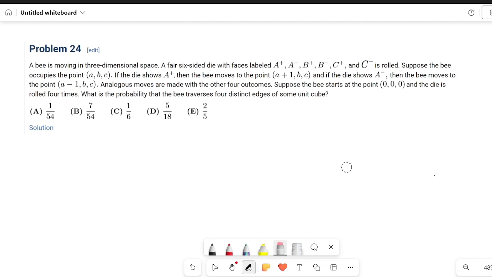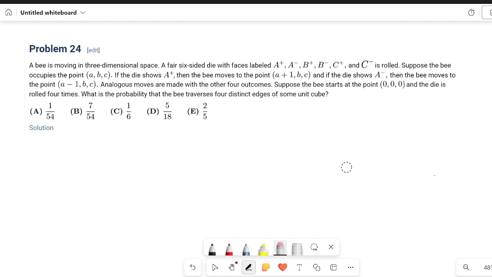So a bee is moving in a three-dimensional space. So clearly we see 3D coordinates, so we need to keep that in mind. A fair six-sided die with labels A+, A-, B+, B-, C+, and C- is rolled. So we have a die with six faces. Suppose the bee occupies the point A, B, C, and if the die shows A+, then the bee moves to the point A + 1, B, C. And if the die shows A-, then the bee moves to the point A - 1, B, C. So basically, whatever point it shows, like A+, for example, it'll move in the A positive direction. Otherwise, it'll move in the negative direction, and that goes for B and C as well.